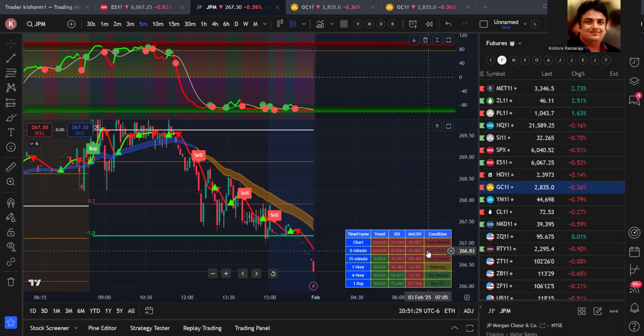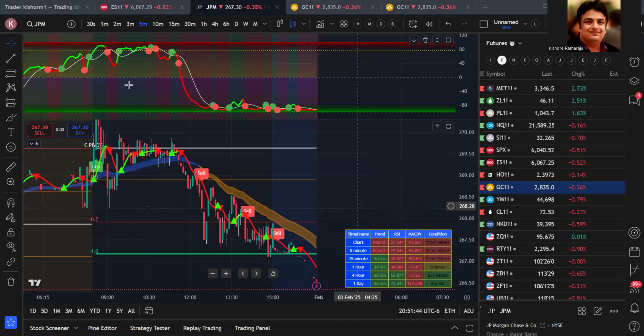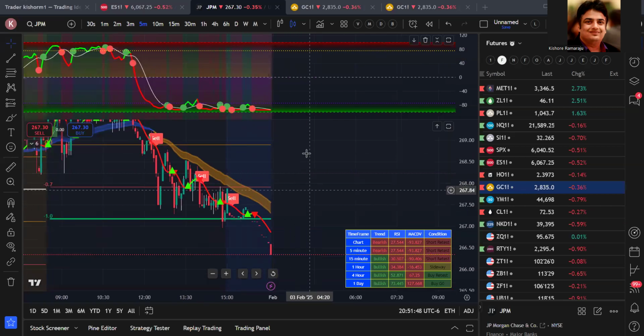So it is telling, in 5 minutes it is short, 15 minutes good for short. Only if you want long-term trading, it is 4 hours, daily, it is okay to buy. But if you are a day trader, 5 minutes or 15 minutes or whatever is the chart time frame, it is telling you that JP Morgan, as of now, is good for a short. Maybe Monday morning again, right?